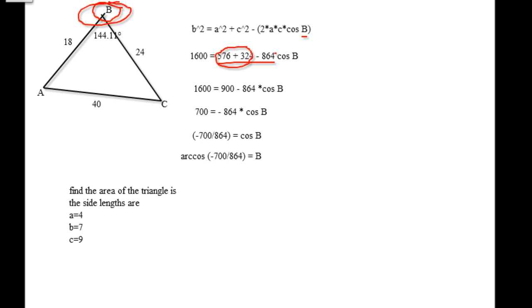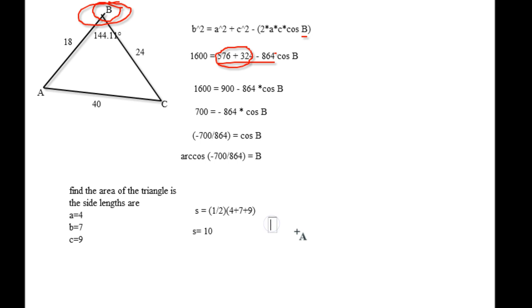Alright, so in this situation, we're going to find the area of the triangle if the side lengths are 4, 7, and 9. Okay, now if you remember in Heron's formula, you got to find S first. And S is going to be 1/2 times all the sides added up. So 0.5 times parentheses 4 plus 7 plus 9, and that will be 10. So S actually turns out to be a nice number, which is 10.